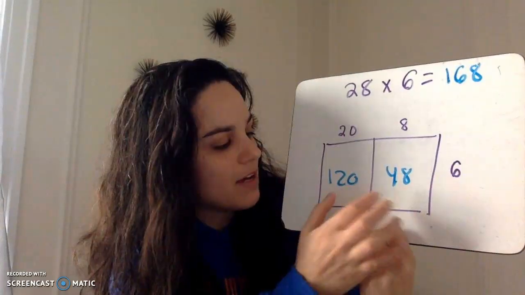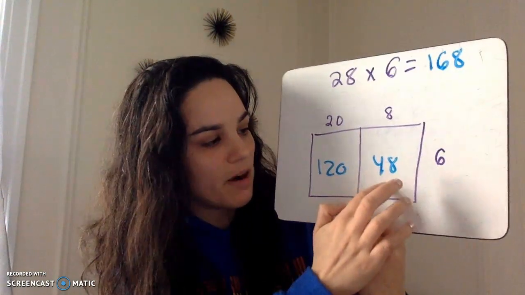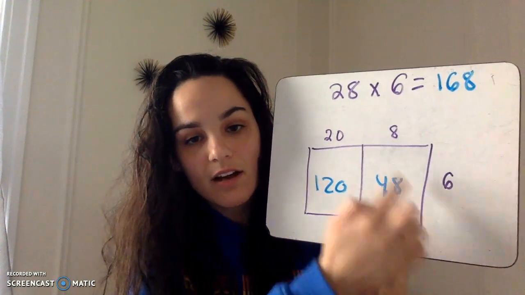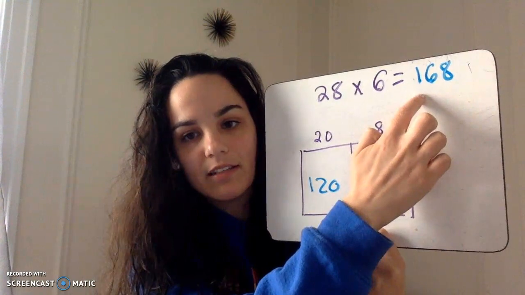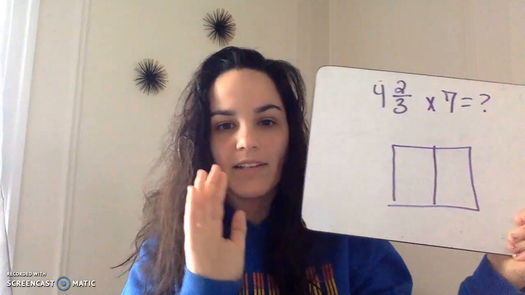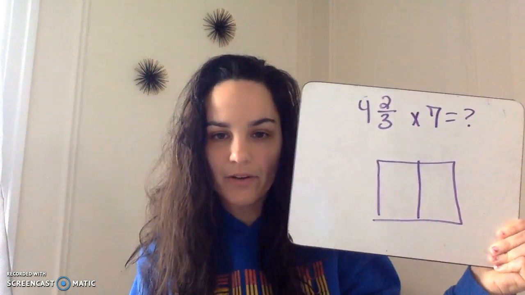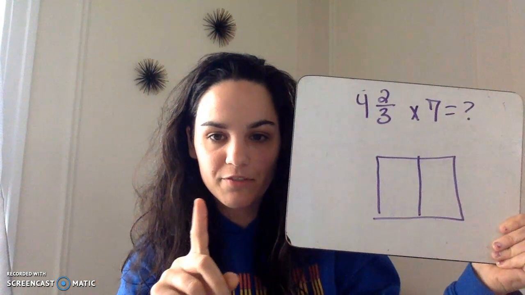Alrighty, so I found part of the area here, 120, and then part of the area here, 48. In order to find the total area of the shape, I need to add these together, which I got 168. Now I'm going to ask you to pause your video and see if you can make an area model for a multiplication problem with a fraction in it.